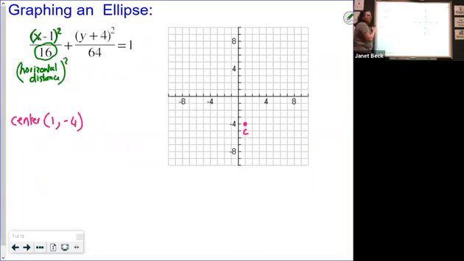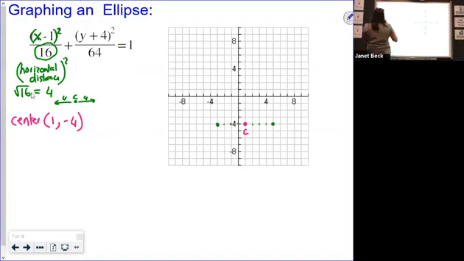squared. Now later on we're going to call one of these a squared and b squared, but it doesn't matter at this point which one's a squared and which one's b squared. We just know this is a horizontal distance squared. So take the square root of 16 to get 4, and that is telling you from the center horizontally go left and right 4, and that will take us to the edges of our ellipse. 1, 2, 3, 4. 1, 2, 3, 4. Remember, in an ellipse, everything is squared.